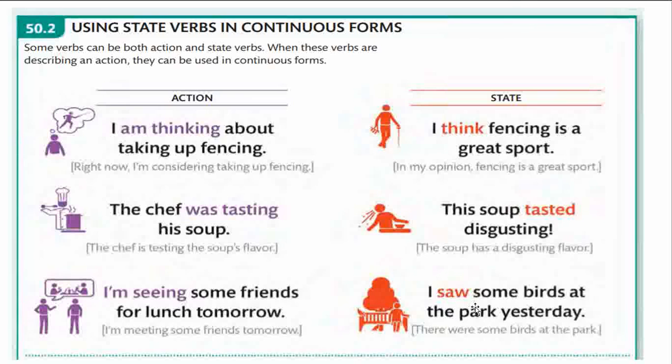Whereas when we have the construction, I saw some birds at the park yesterday, this is a state. That means you see with your eyes, but you do not do any action as such. There were some birds at the park. That's all. So it is a state verb over here. It's quite difficult to differentiate if you are given to classify, but you need to ask yourself questions whether it is the state of being, is it an opinion, or is it performing certain action, moving around, etc.